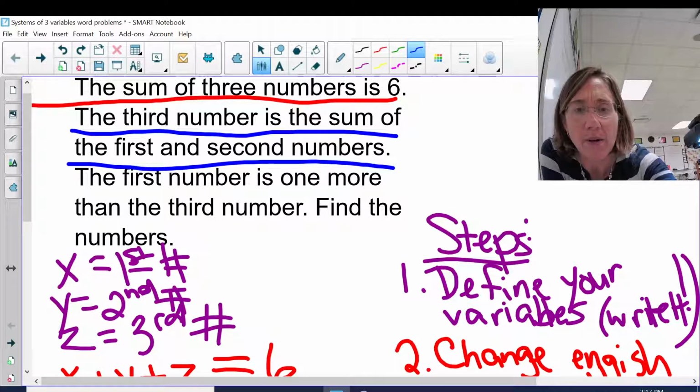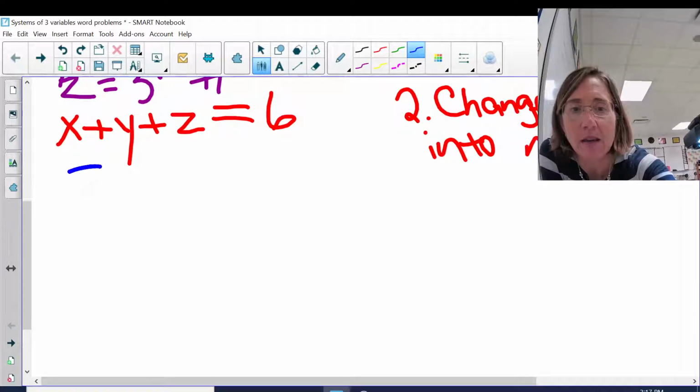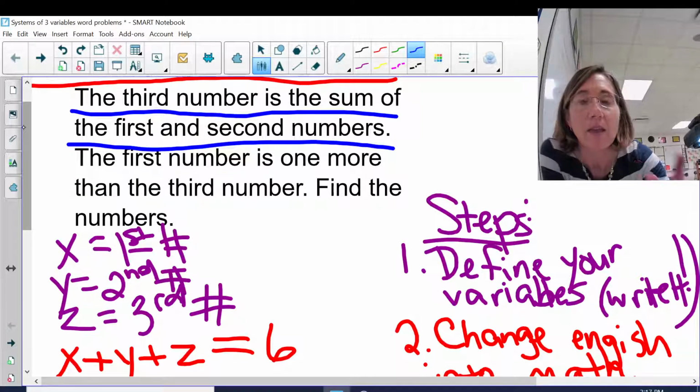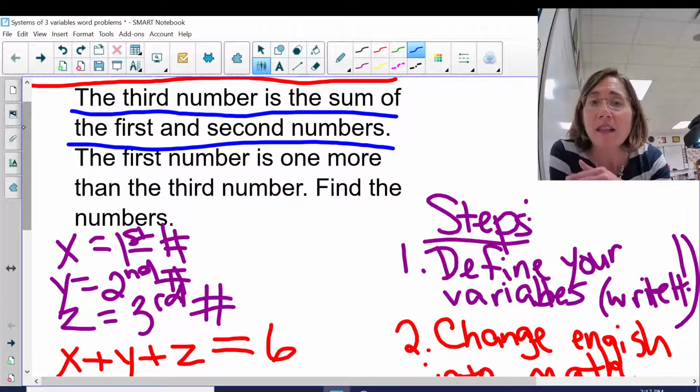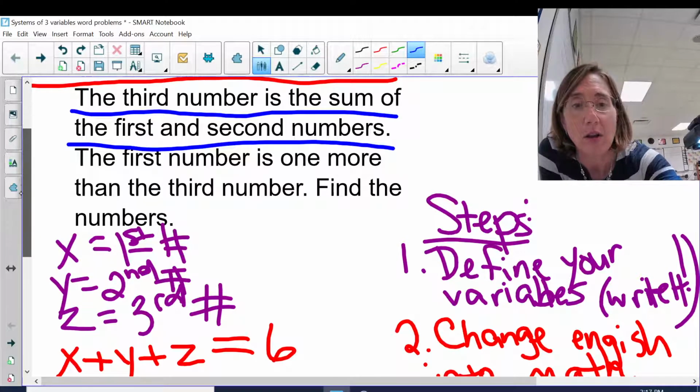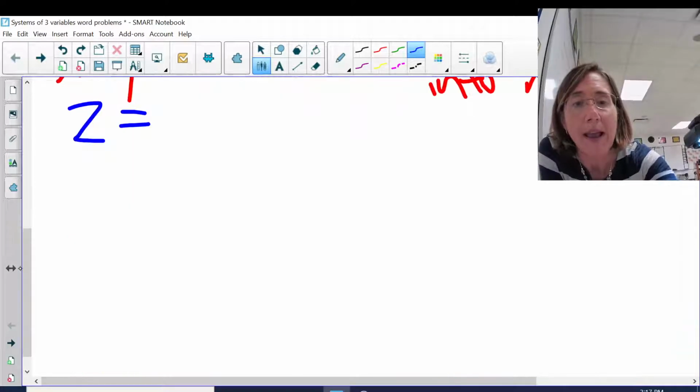So the third number means this is going to start out with a z. Is, so that's where my equal sign is going to go. Oops, I'm going to go back so I can see the rest of it. The third number is the sum of the first and second numbers. So what am I doing mathematically with first and second numbers? I'm finding the sum of them. So sum means I'm adding. So I'm going to add the first and second numbers together, which are my x and my y.